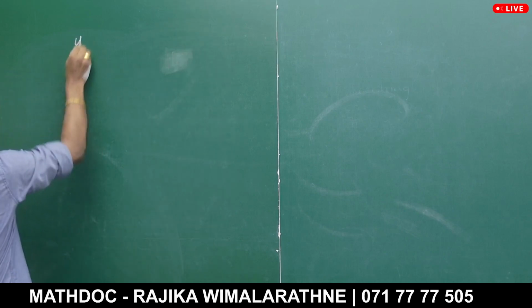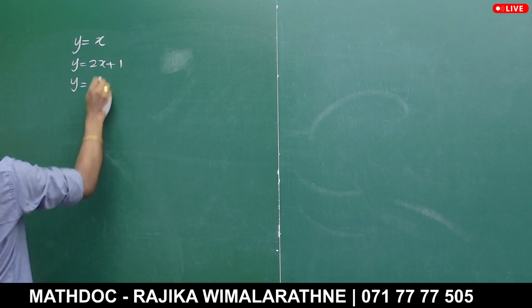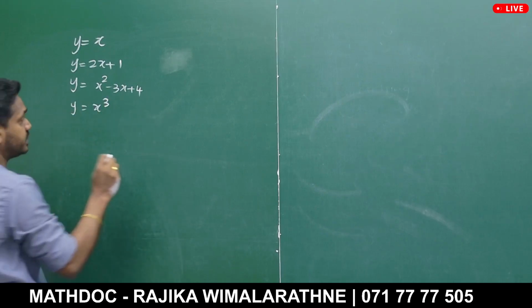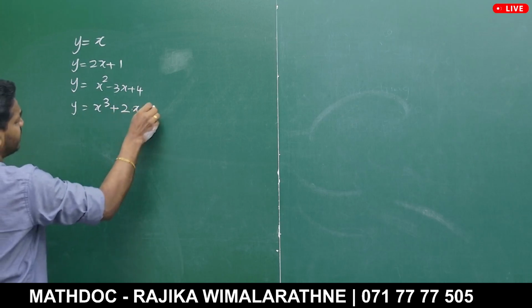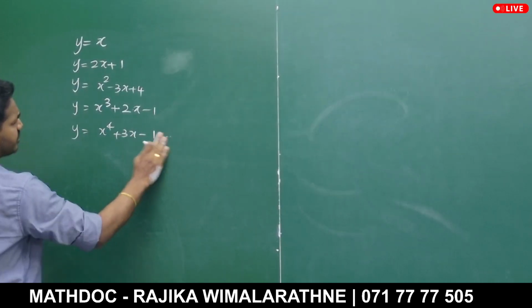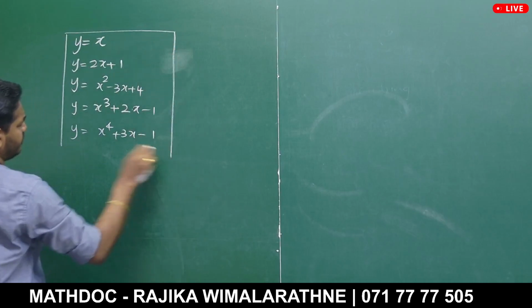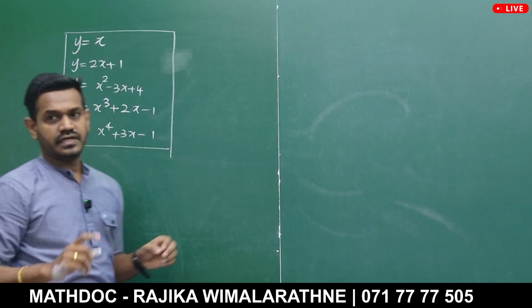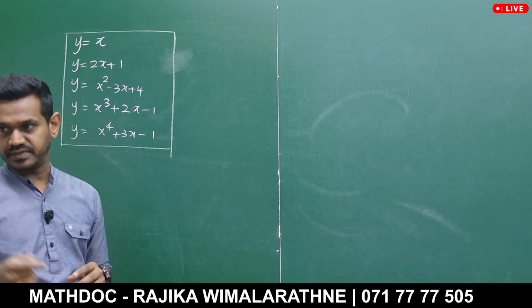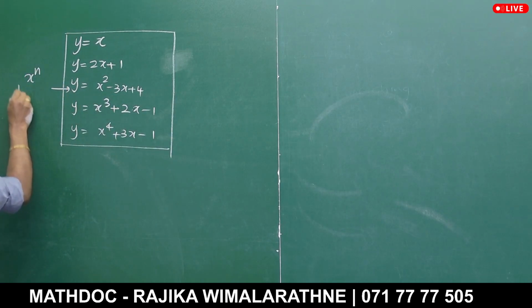Let's write y equals x, y equals 2x plus 1, y equals x squared minus 3x plus 4, y equals x cubed plus 2x minus 1, y equals x to the power 4 plus 3x minus 1. So here is one group. They look like addition of x to the power n type terms.